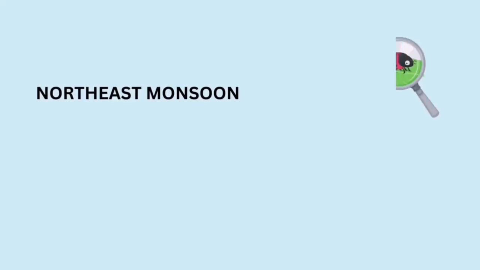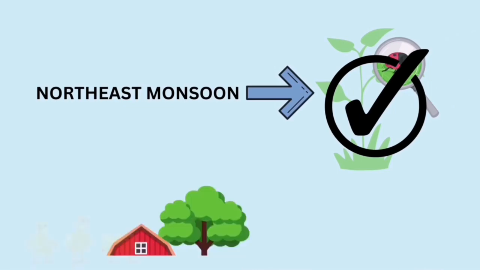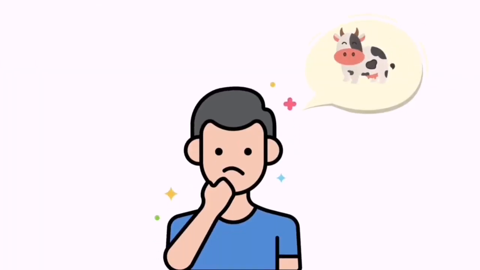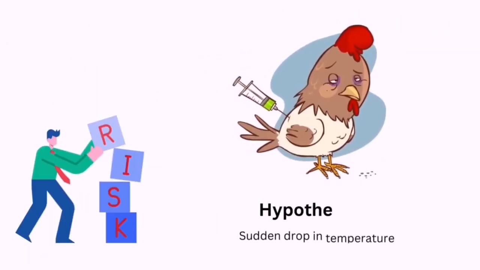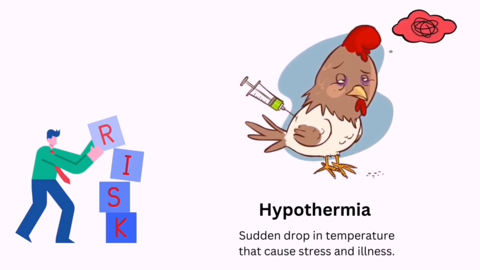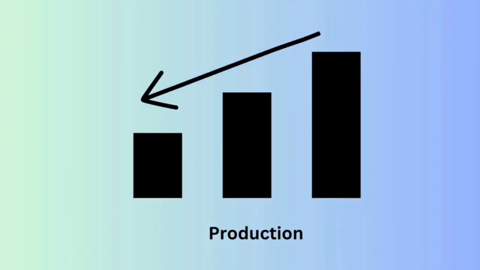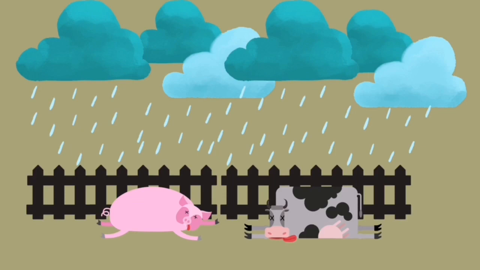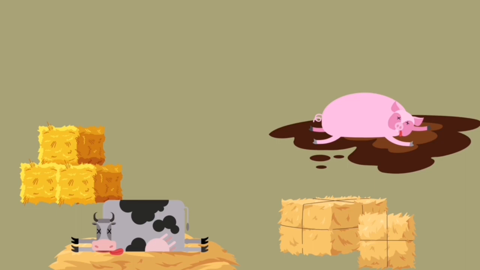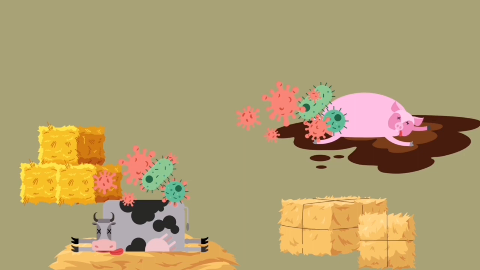The northeast monsoon may be beneficial for crops and vegetation, but it can have negative effects on poultry, livestock, and ruminants. One of the main concerns during the northeast monsoon is the risk of hypothermia in animals. The sudden drop in temperature can cause stress and illness in animals that are not acclimated to such conditions. These can lead to decreased productivity and even death. In addition, the heavy rainfall can create unsanitary conditions for animals living in outdoor environments. Wet bedding and muddy pastures can lead to an increase in bacterial infections, which can spread quickly among animals.